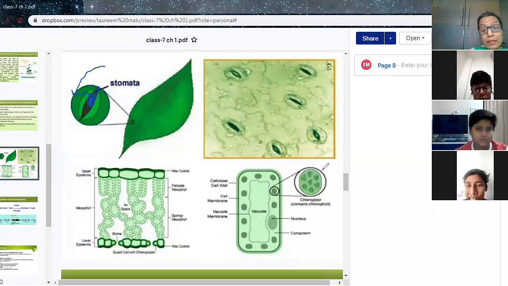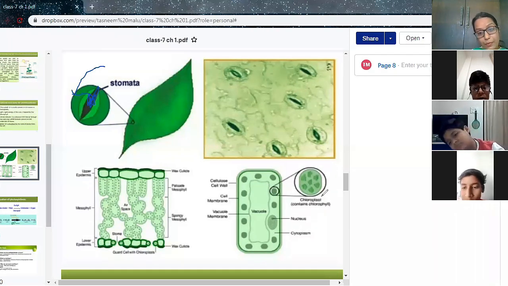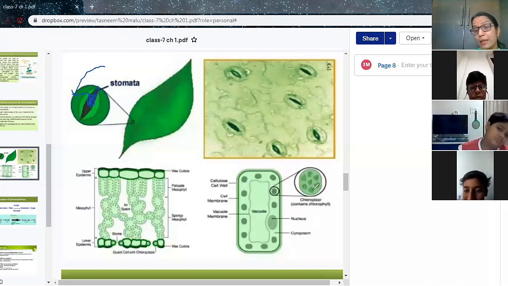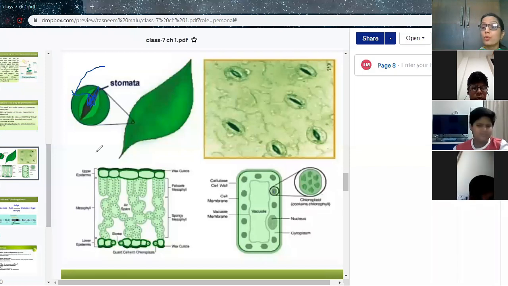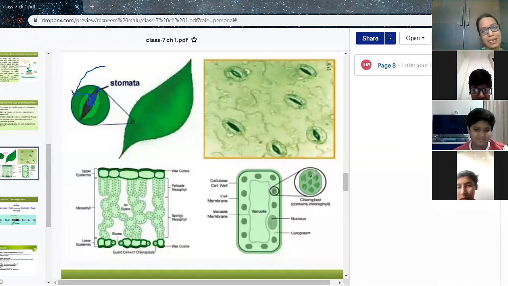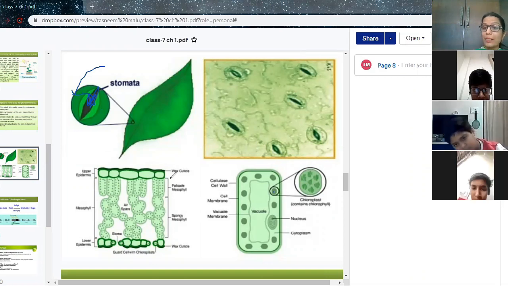Now see, this is a plant cell. Plant cell contains chloroplast. Okay, this is chloroplast. Chloroplast contains a green pigment known as chlorophyll. This chlorophyll traps the light of the sun. Stomata absorb carbon dioxide. Roots of plants take in water and minerals from the soil. This carbon dioxide and water, in the presence of chlorophyll which traps sunlight, is converted into glucose and oxygen.